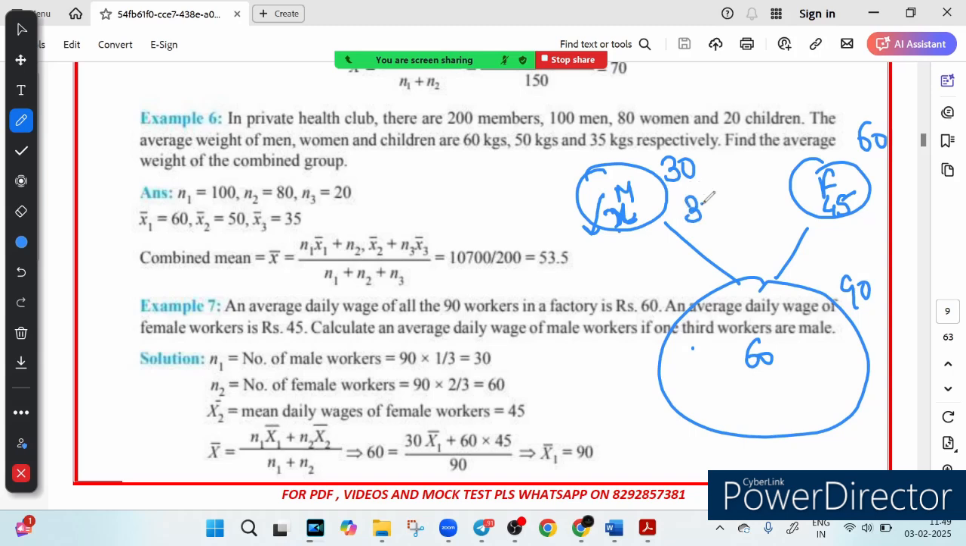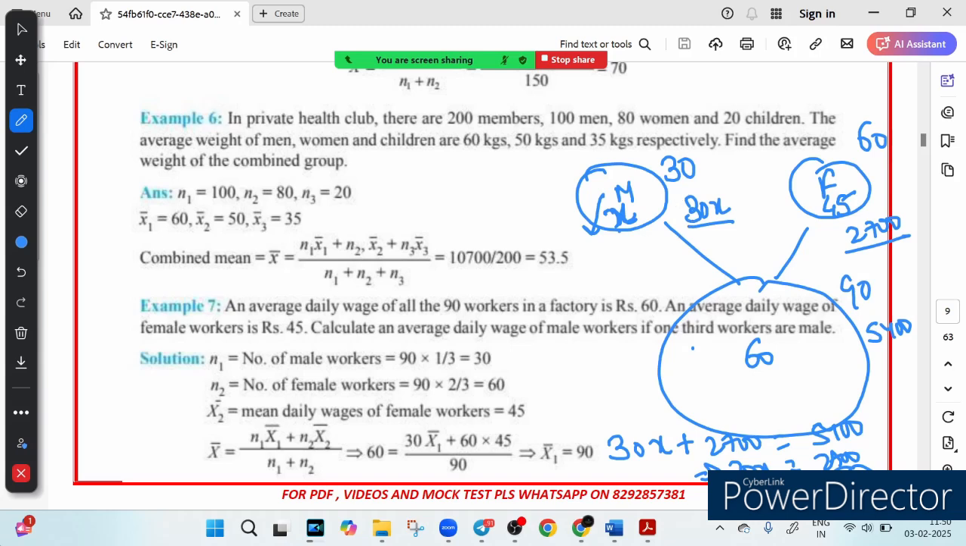So what you do? 30 multiplied by x, 30x, plus 60 multiplied by 45, how much will you get? 60 multiplied by 45 clearly means 90 multiplied by 30, that is 2700, and 60 multiplied by 90 you will get 5400, isn't it? So you just write the equation 30x plus 2700 is equal to 5400, or 30x is equal to 2700, or x is equal to 90. So x means the average wage of the male worker is rupees 90, right?